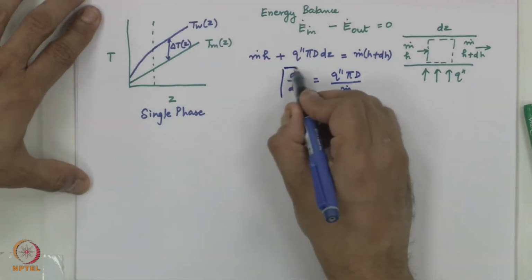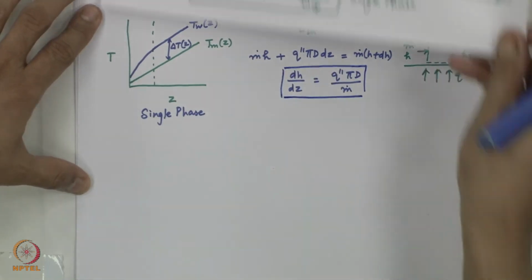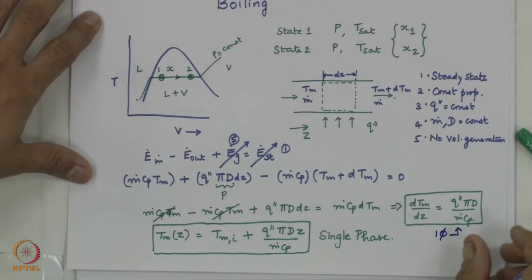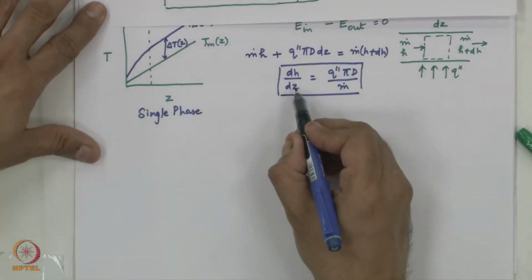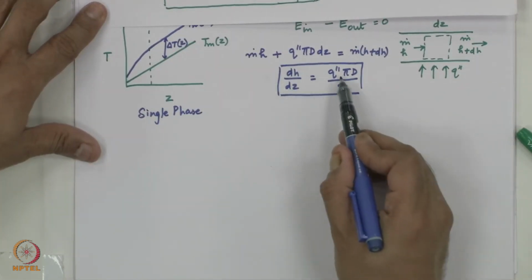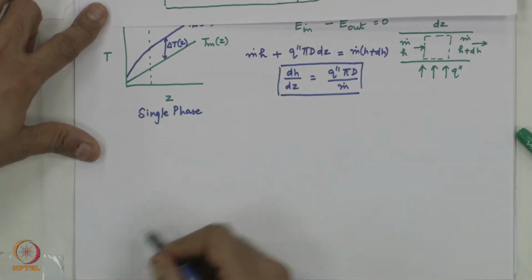Unlike the single phase situation where you had dTm by dz is equal to q double prime pi d by m dot Cp, you have the rate of enthalpy change along the flow direction. The gradient is nothing but q double prime pi d divided by m dot. Now, how do I bring quality into this?